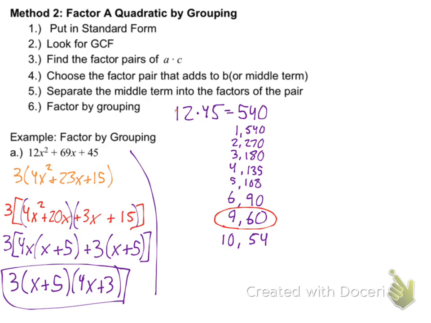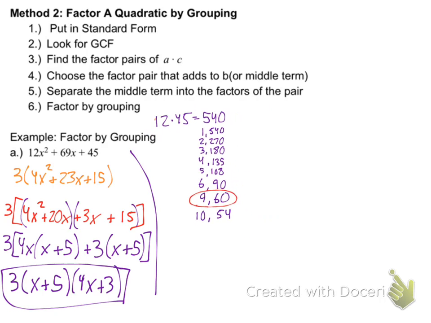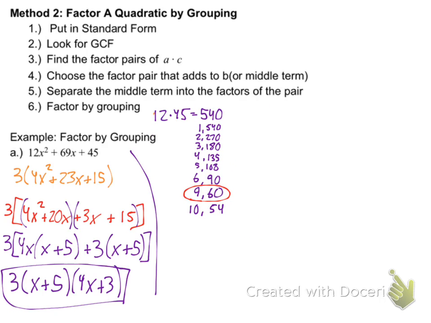So, I'm going to move this over just a little bit. Give it a little bit more room. So we're going to use 9 and 6. So I split it up. 12x squared plus 9x plus 60x plus 45. And all you have to do is factor by grouping. What can I take out of the first group? 3x. What's left?